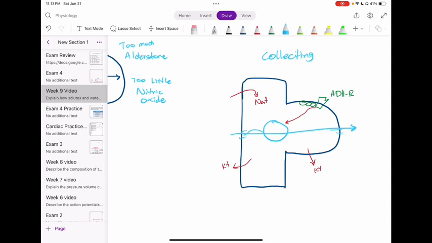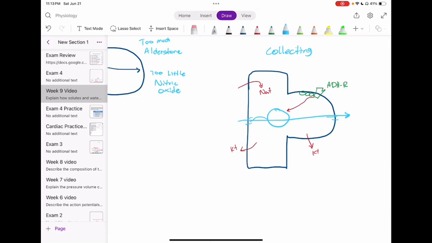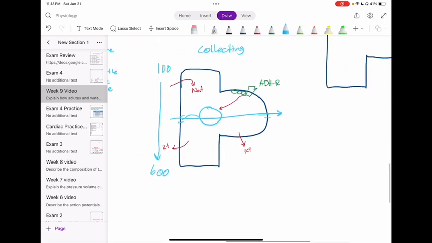What this will do is help us create a concentration gradient. Start at 100, go down to 600. A little bit more dilute, which will help us regulate our blood as it goes through. Okay.